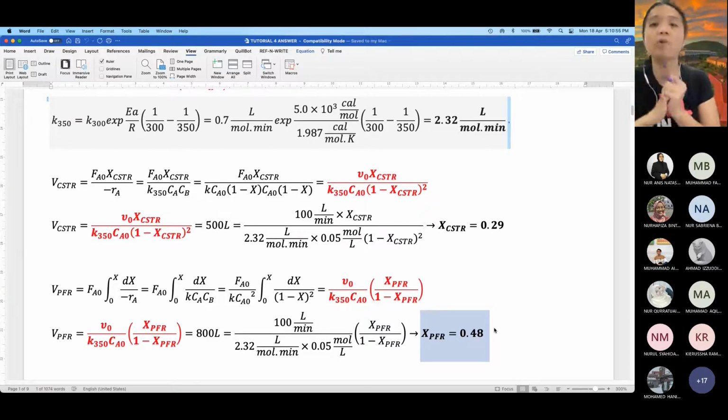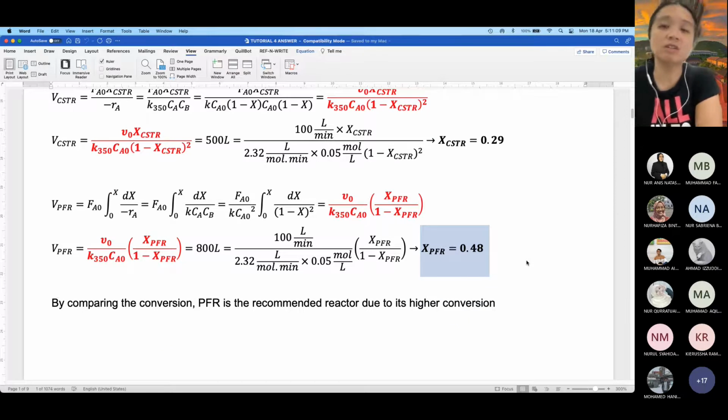Okay, so by comparing the conversion, we recommend the use of a plug flow reactor as its conversion is higher than CSTR. So jangan lupa kalau soalan tu suruh jawab, you must answer by comparing the conversion. PFR is the recommended reactor due to its higher conversion. So kamu jangan ingat, kamu jangan lupa. Kamu kena jawab soalan tu.